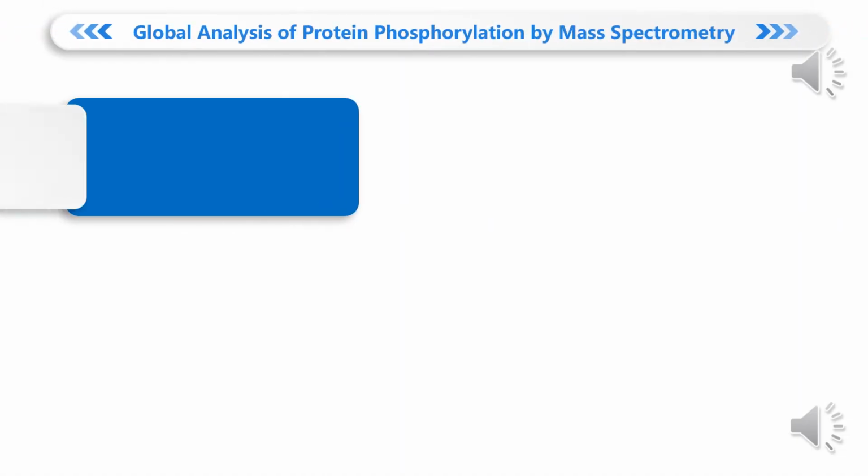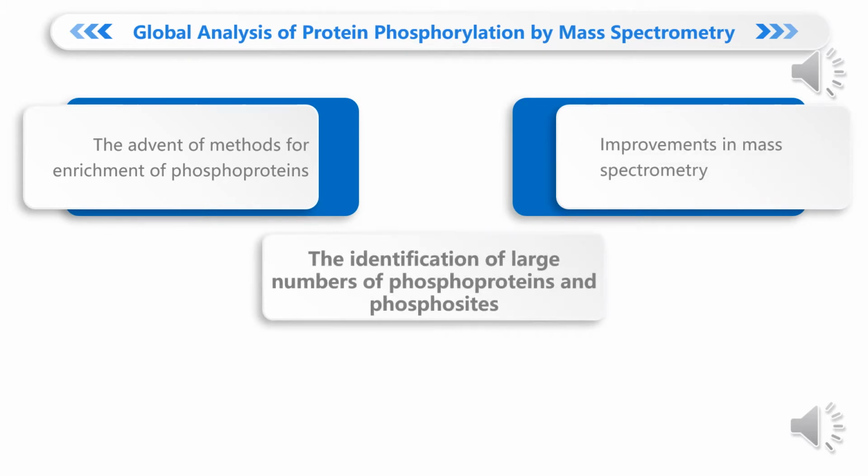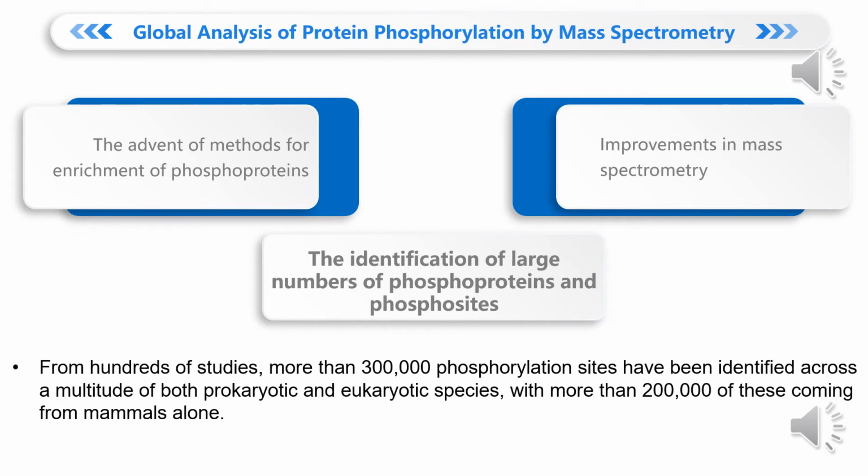The advent of methods for enrichment of phosphoproteins in conjunction with improvements in mass spectrometry has resulted in the identification of large numbers of phosphoproteins and phosphosites. From hundreds of studies, more than 300,000 phosphorylation sites have been identified, across a multitude of both prokaryotic and eukaryotic species, with more than 200,000 of these coming from mammals alone.